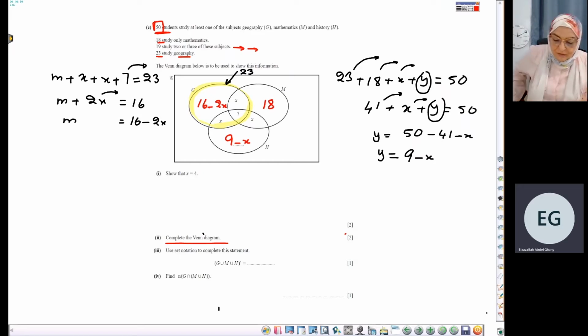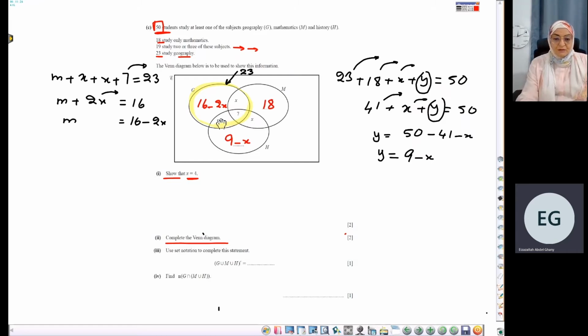Okay? Now there is a question here: show that x equals 4. This is the line we postponed. X equals 4. We'll use this sentence: 19 study 2 or 3 of these subjects. 7 students study the 3 subjects. X studied 2 subjects. This X studied 2 subjects.